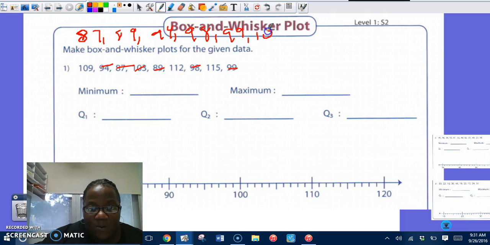So 103. And then I will go to the 109. And then 112. And then 115. There we go. So these should be in order, and I hope I did it right. I'm assuming that you did too.